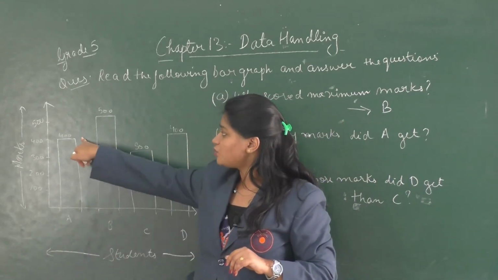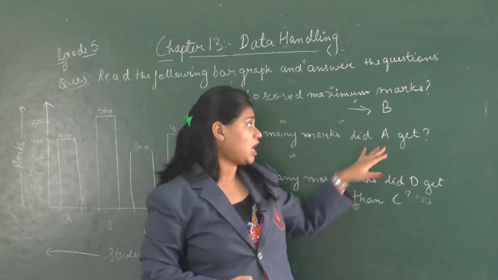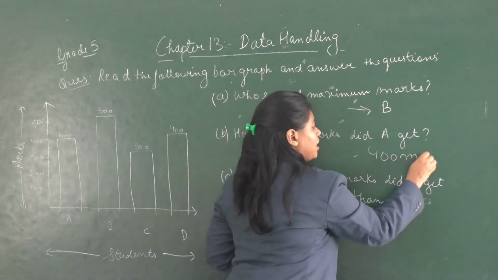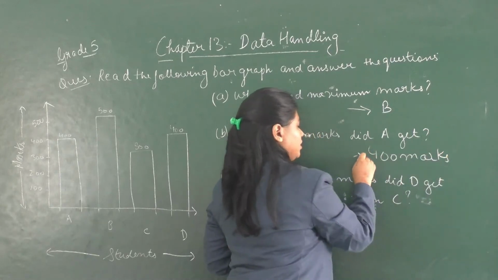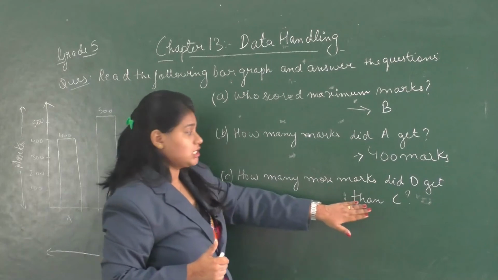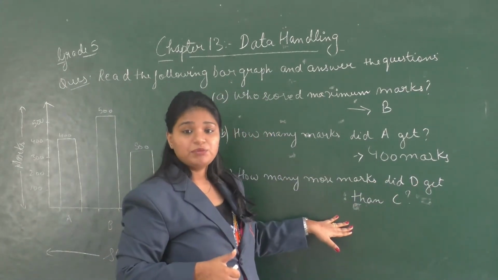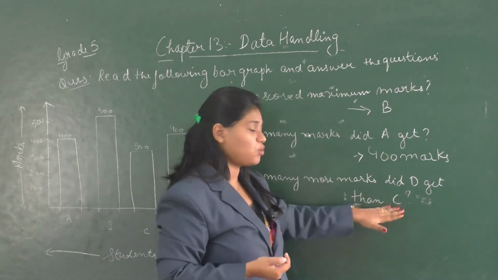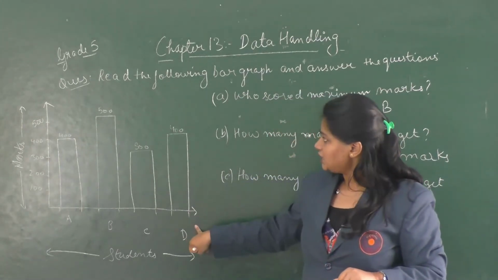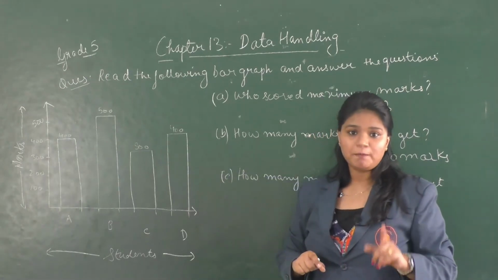So this bar is going up to 400. That means A scored 400 marks. So the answer for this question is 400 marks. Let's read the third question. That is, how many more marks did D get than C? That means how much more marks did D score than C? Let's notice the marks scored by D and C. So D scored 400 marks and C scored 300 marks.